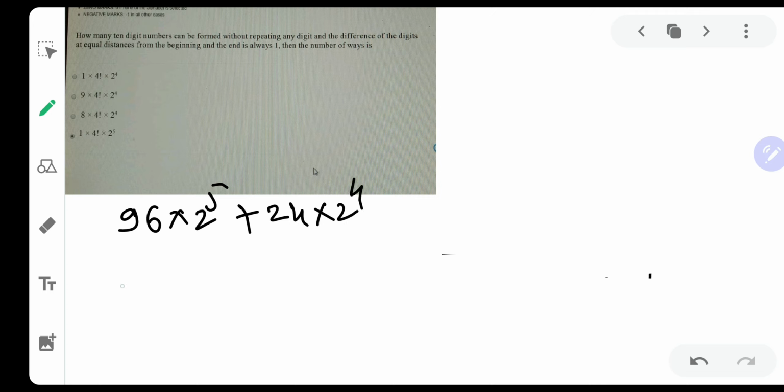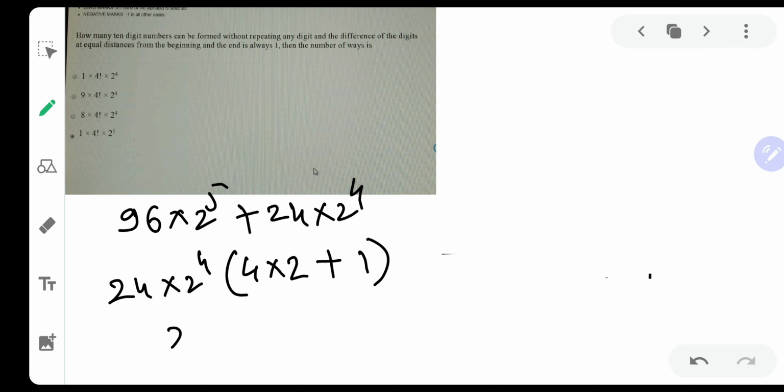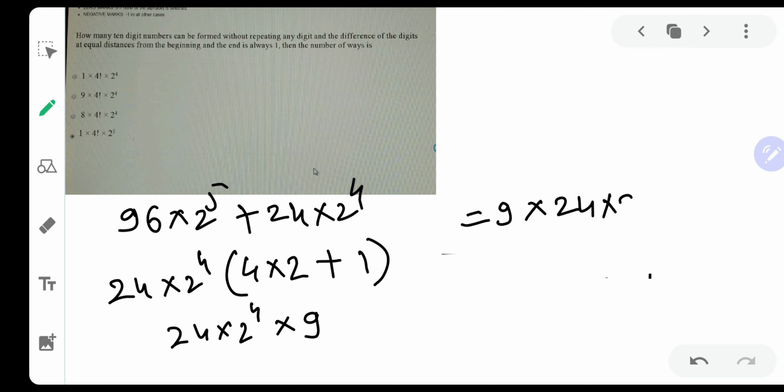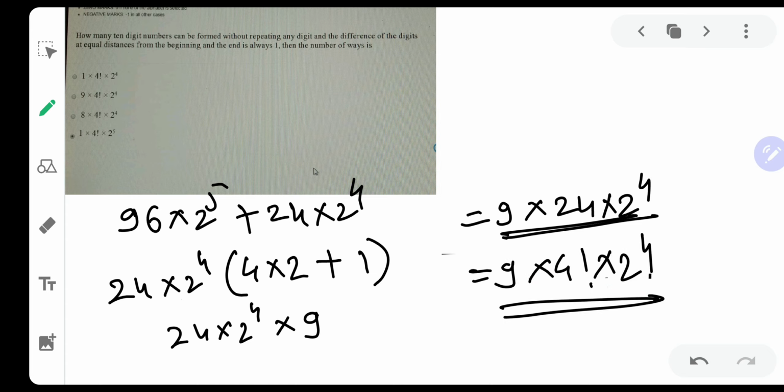As I can see, 24 comes out to be common, so what remains is 4. And one more thing which comes out to be common is 2 raised to 4, so what remains is 4 into 2 plus, over here, 1 common, right? So 24 into 2 raised to 4 into 9. The final answer is 9 into 24 into 2 raised to 4. Which option is telling factorial? 24 is 4 factorial into 2 raised to 4. So as you can see, option B matches our answer.